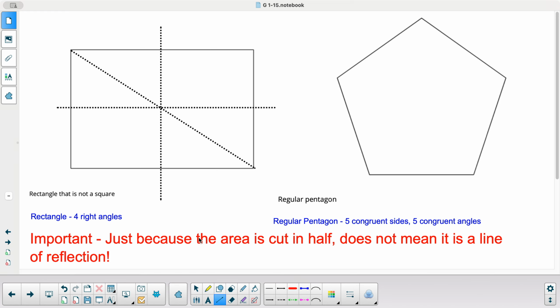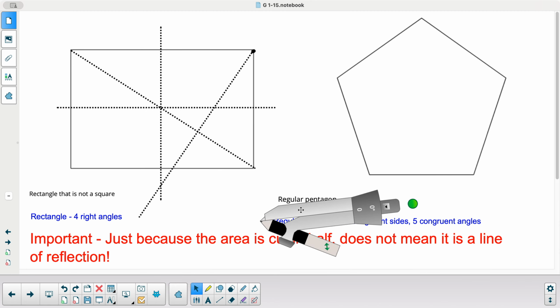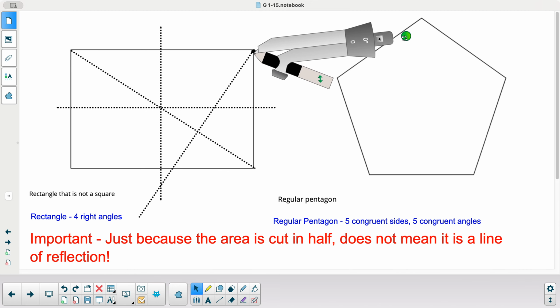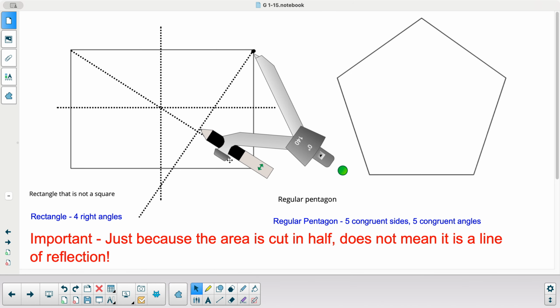So I put it here in red. Just because the area is cut in half does not mean it's a line of symmetry. Because remember, if I were to draw, like let's take this point here. If I were to reflect across this diagonal here, remember, it's going to be perpendicular. So I'm just going to estimate a perpendicular line, and it's going to be equidistant from there. So if I use my compass here to kind of measure the distance, and again, my perpendicular is just an estimate. It's not accurate by any means, but it looks pretty close to a right angle.